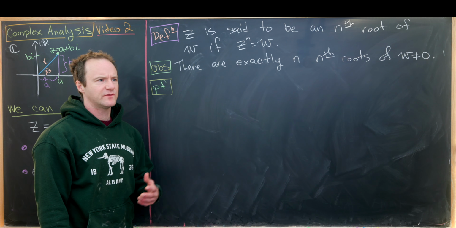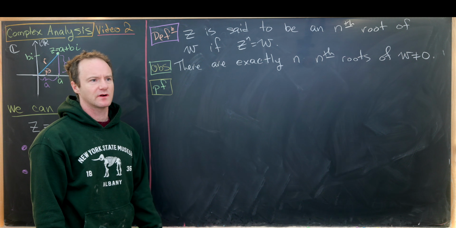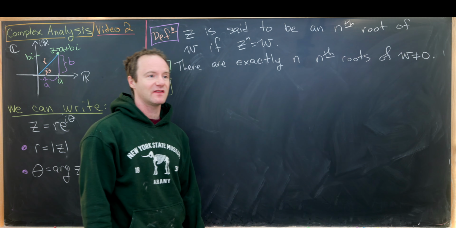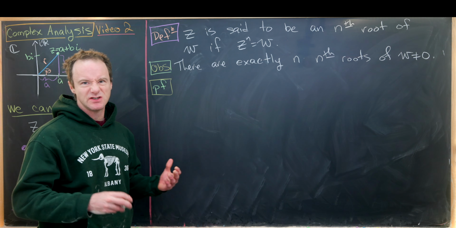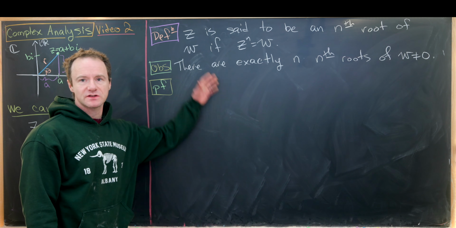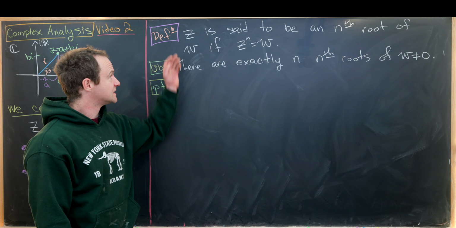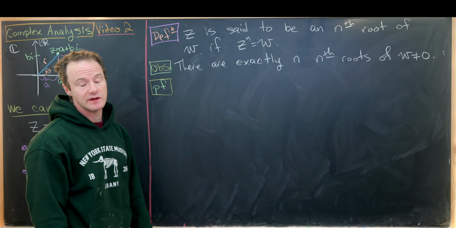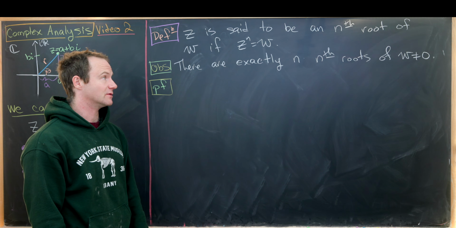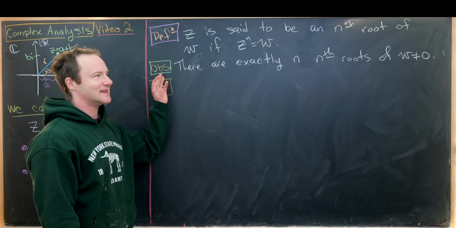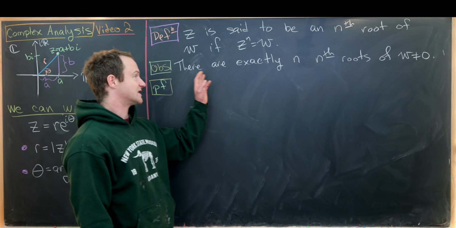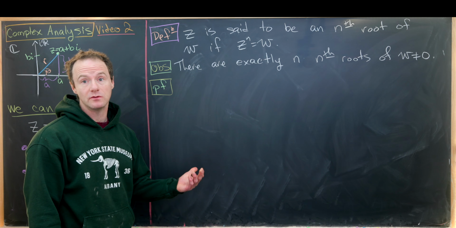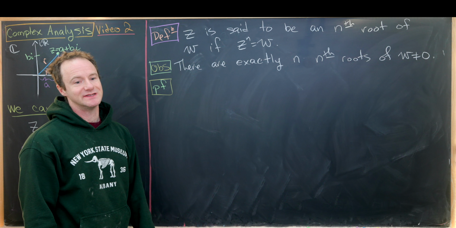Now we want to look at what we've done with the polar form of a complex number and everything building up to this to quickly look at nth roots and nth powers of complex numbers and do nice calculations. So let's start by looking at a definition. So z is said to be an nth root of a complex number w if z to the n is equal to w. Now we've got this nice observation which says there are exactly n nth roots of w as long as w is not equal to 0.